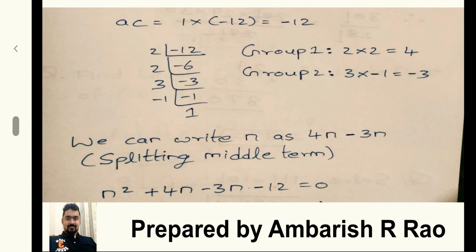So the group 1 gives us 4 with the factors 2 into 2, and group 2 gives us minus 3 with the factors 3 into minus 1. So instead of writing n, we can write it as 4n minus 3n. This is how we split the middle term and obtain n square plus 4n minus 3n minus 12 is equal to 0. Thus, we have successfully split the middle term into two parts. And to do this, we use the product of a and c, that is minus 12.